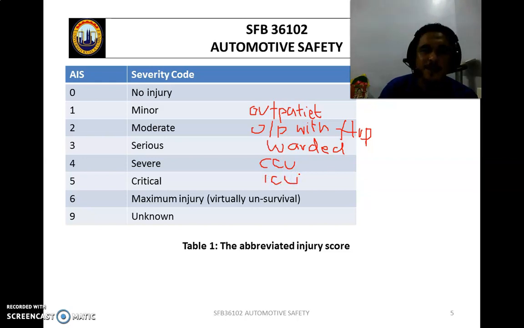Alright, and maximum injury. Some people say this is virtually unsurvivable. This refers to some situations of a coma. Okay, but some of the injuries are unknown. Unknown means it cannot be detected by the doctor. Maybe coma, we don't know. So that's why AIS 9 is under the category of unknown.